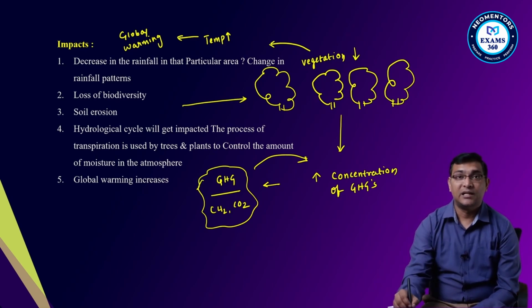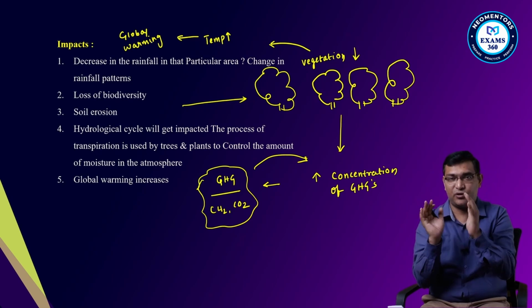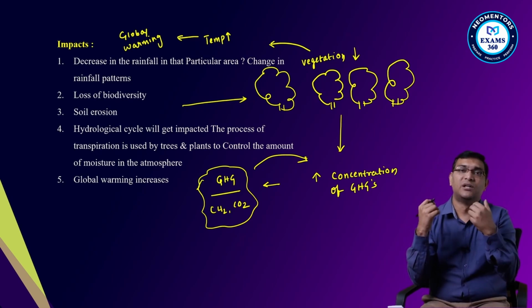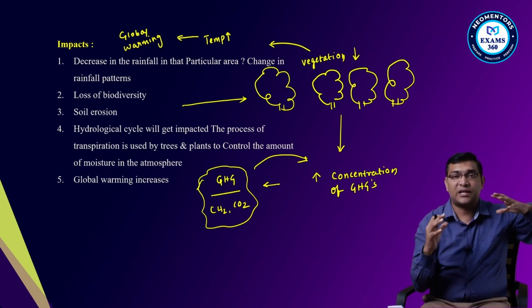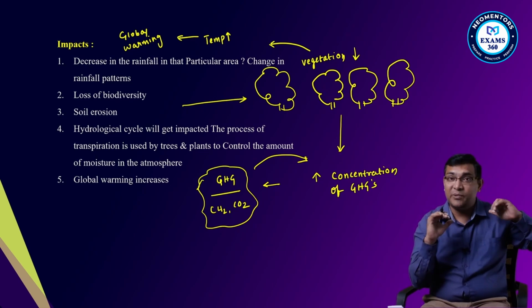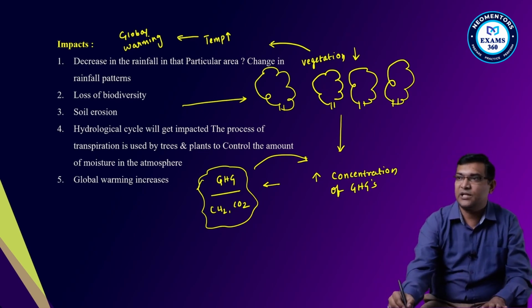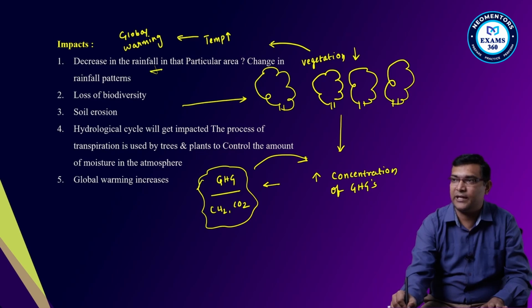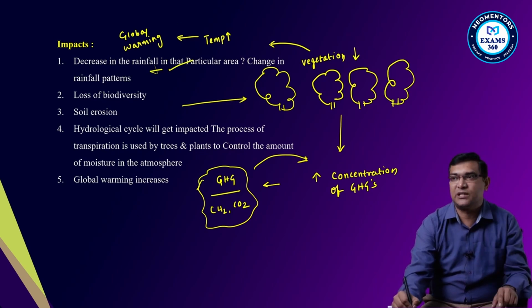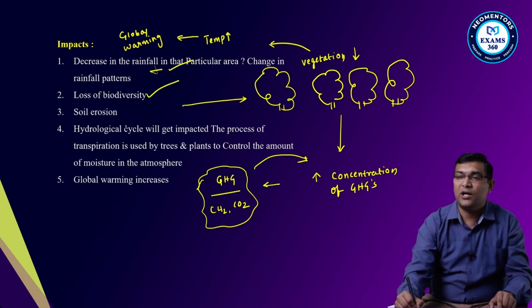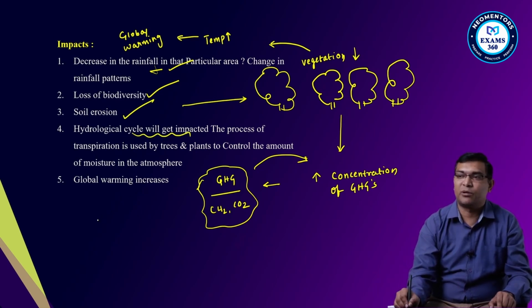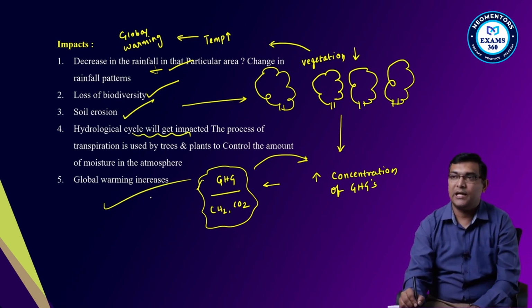Okay, then it will be a loss, and also the rainfall pattern. If you are clearing that area, due to lack of vegetation, the rainfall pattern will change. There will be variability in the rainfall pattern in that particular area, right? Decrease in the rainfall in that particular area. Then loss of biodiversity, soil erosion, hydrological cycles will get impacted, global warming will take place. These are the impacts of it.